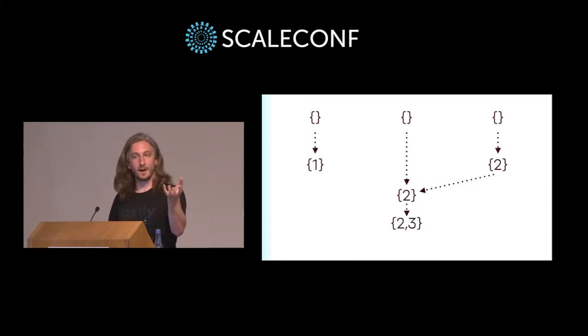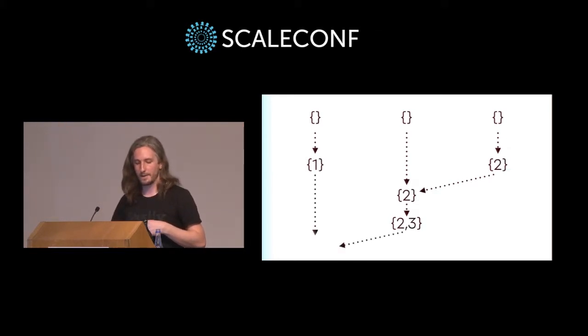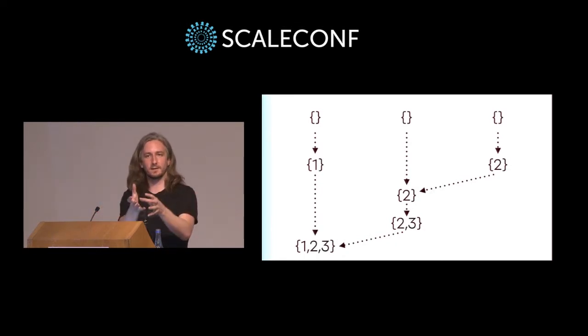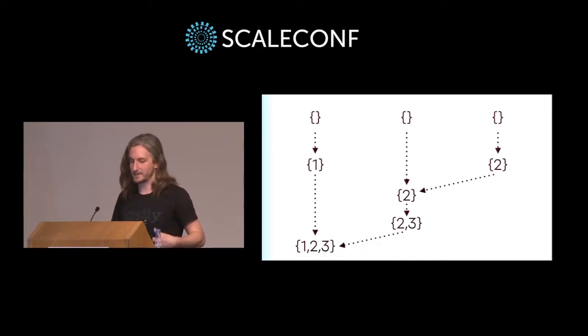Now we're going to write a new value. So now the middle node sees 2, 3. The first node still sees 1. The last node sees 2. And then we can actually merge that all back together into 1, 2, 3, right? So this is a really, really trivial example of a CRDT, the add-only set.